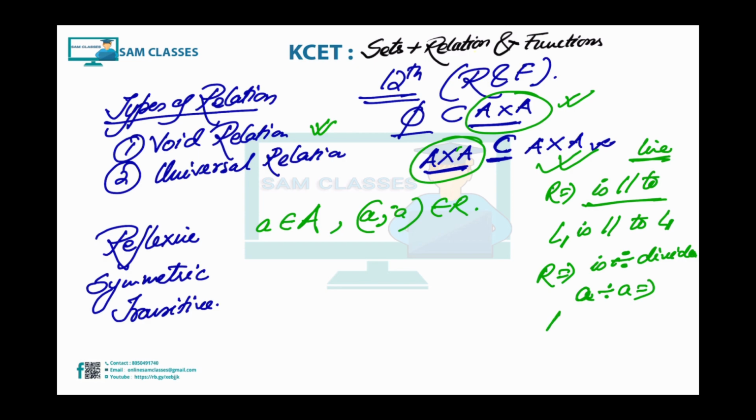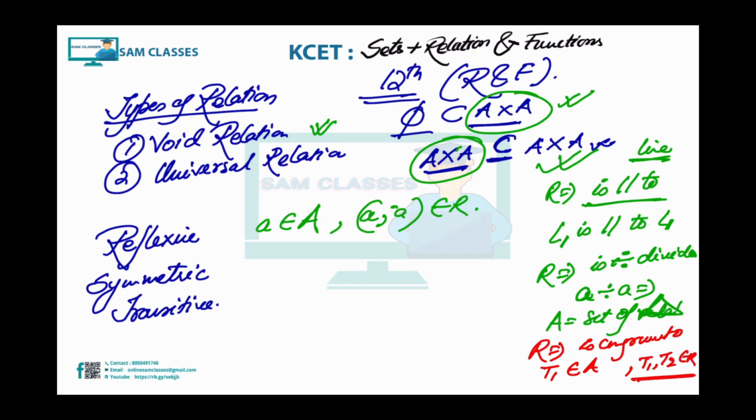So let's say we have taken a set A equal to the set of triangles, and R is a condition we have put up: is congruent to. We know if T1 belongs to A, then T1 comma T1 will belong to this condition R. So what it is trying to say is every triangle is congruent to itself.